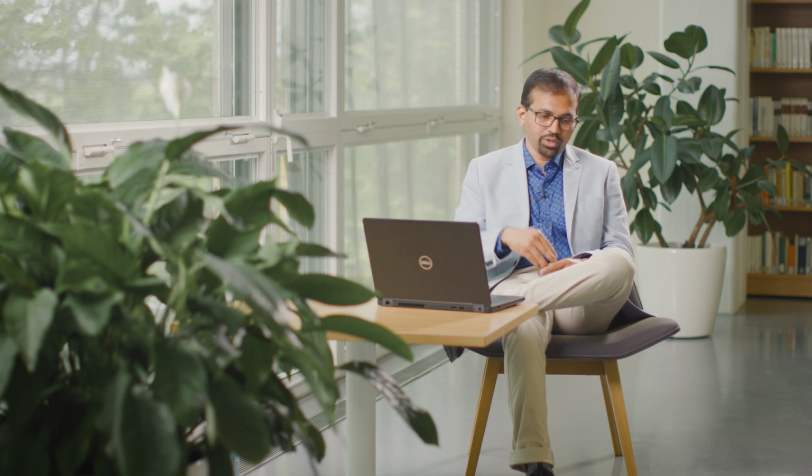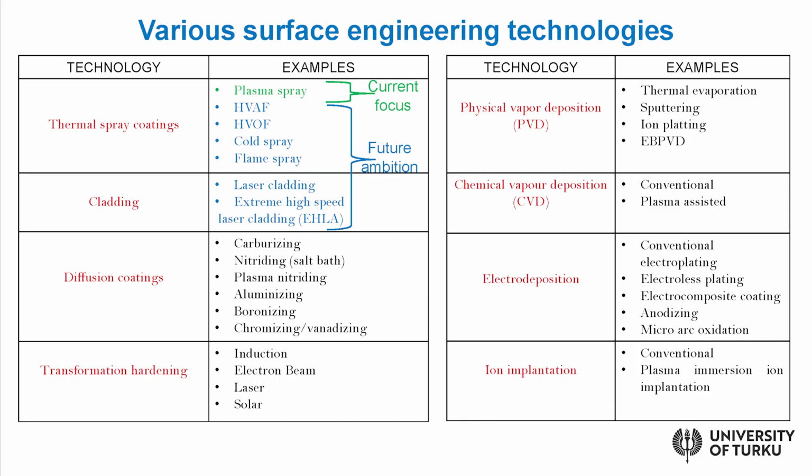And another class to this is overlay kind of coating, where we physically deposit the same material or a different material coating on top of the component. And this can be achieved by certain technologies like thermal spray and cladding. So there exist many surface engineering techniques that you can use to modify the surfaces.